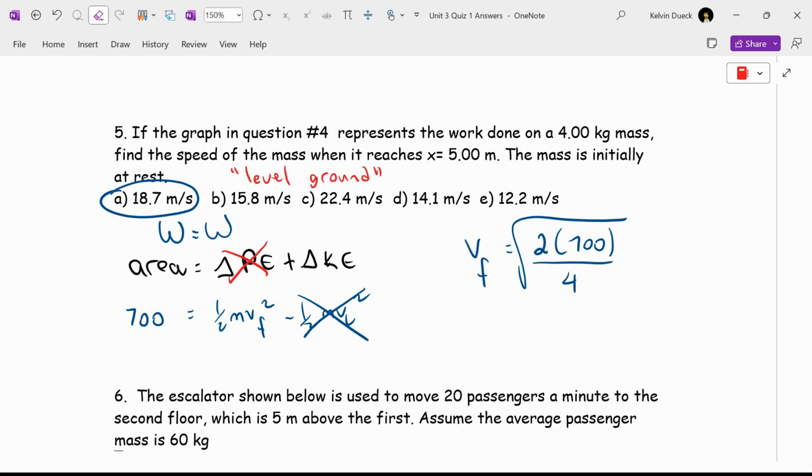By the way, the other thing I could do in this situation is give you the speed, VF, and ask you to find the mass. Doable.